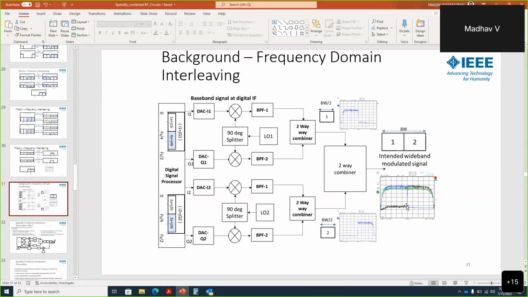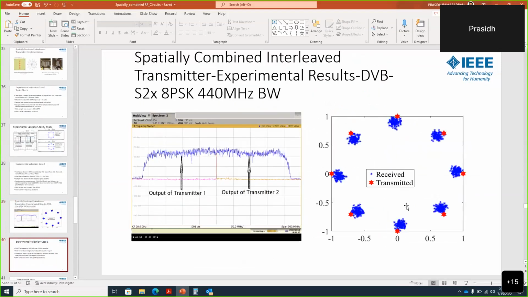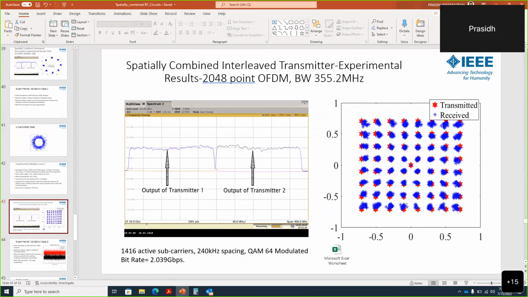Correct. One can actually see that, say in the OFDM case, the measured EVM is about 3.2% for a 64 QAM signal.